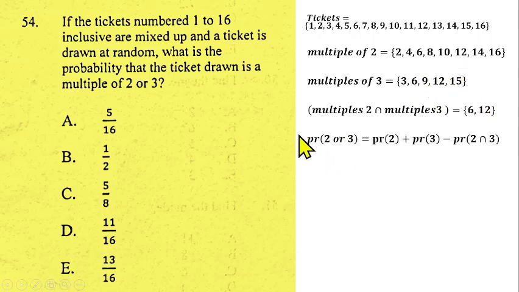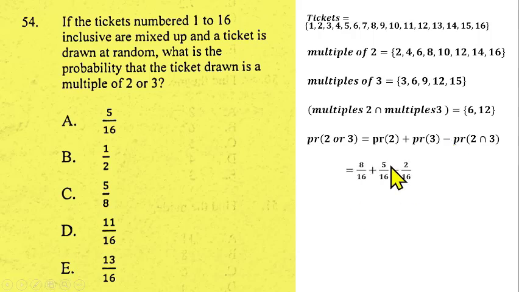So therefore the probability of a multiple of 2 or 3 will be the probability of a multiple of 2 plus the probability of a multiple of 3 minus the probability of the intersection between them, because this is basically working on set notation. Multiple of 2 union multiple of 3 equals multiple of 2 plus multiple of 3 minus multiple of 2 intersection multiple of 3. That's what we have here.